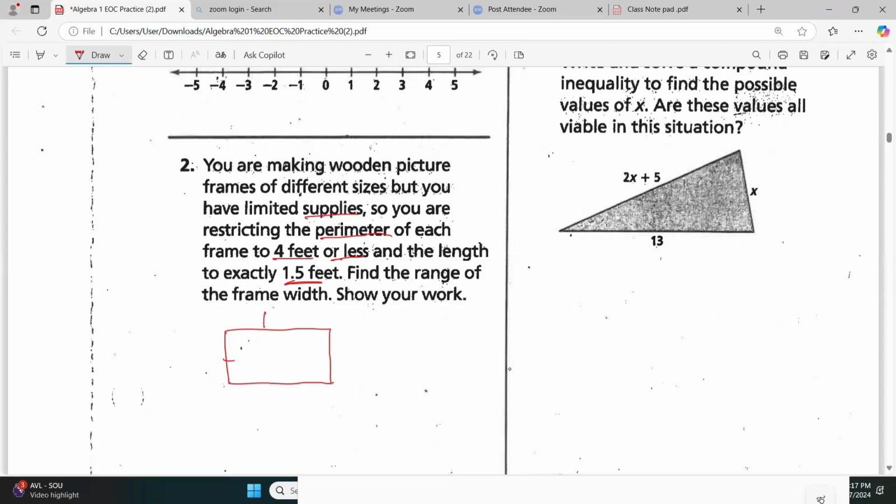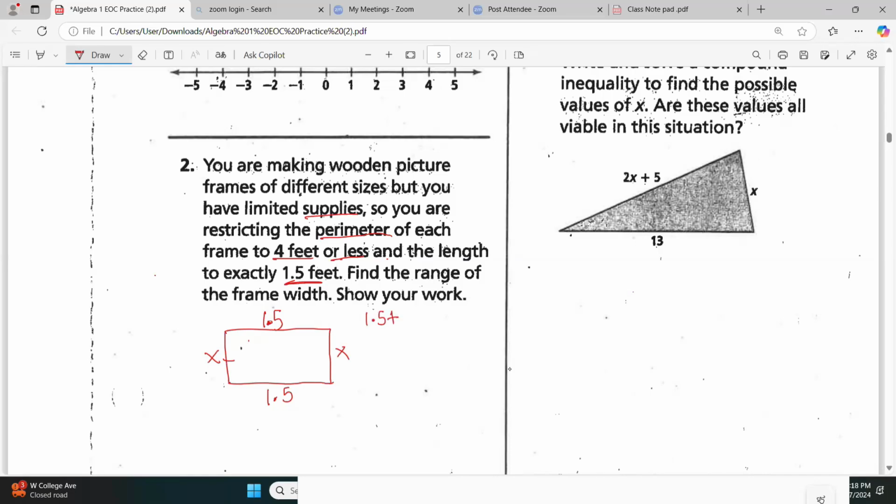This has to be 1.5, so that's the length. This is also 1.5. Now, what I could do is simply let the width be called x. I could set up an inequality, let it be equal to or less than 4, and then solve.